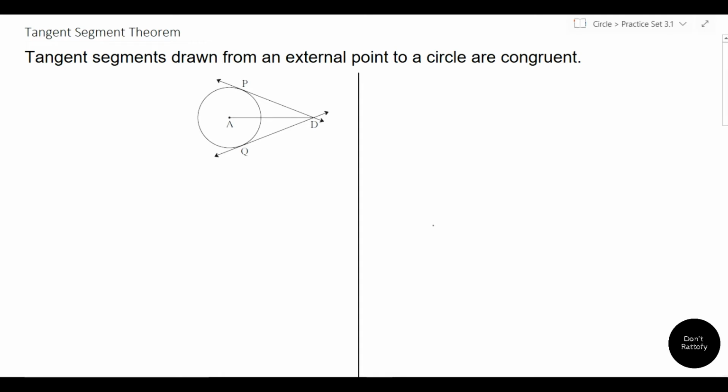This is the third video, and in this video, we are going to learn the tangent segment theorem, this concept, and sums based on the tangent segment theorem.